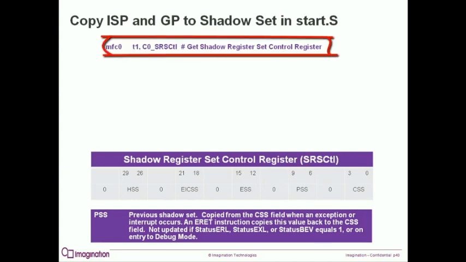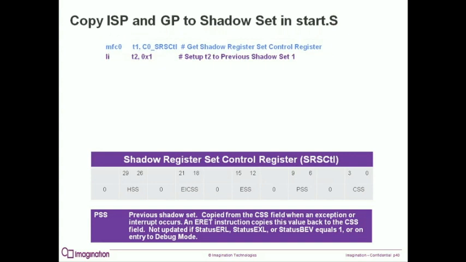To do this, I move the current value of the shadow register set control register to the T1 register using the move from coprocessor 0 instruction. I now will insert a 1 into the previous shadow register set field. I will then write the change back to the shadow register set control register with a move to coprocessor 0 instruction, and use the execution hazard barrier instruction to ensure the register write has taken effect. Now I am ready to write to shadow register set 1.